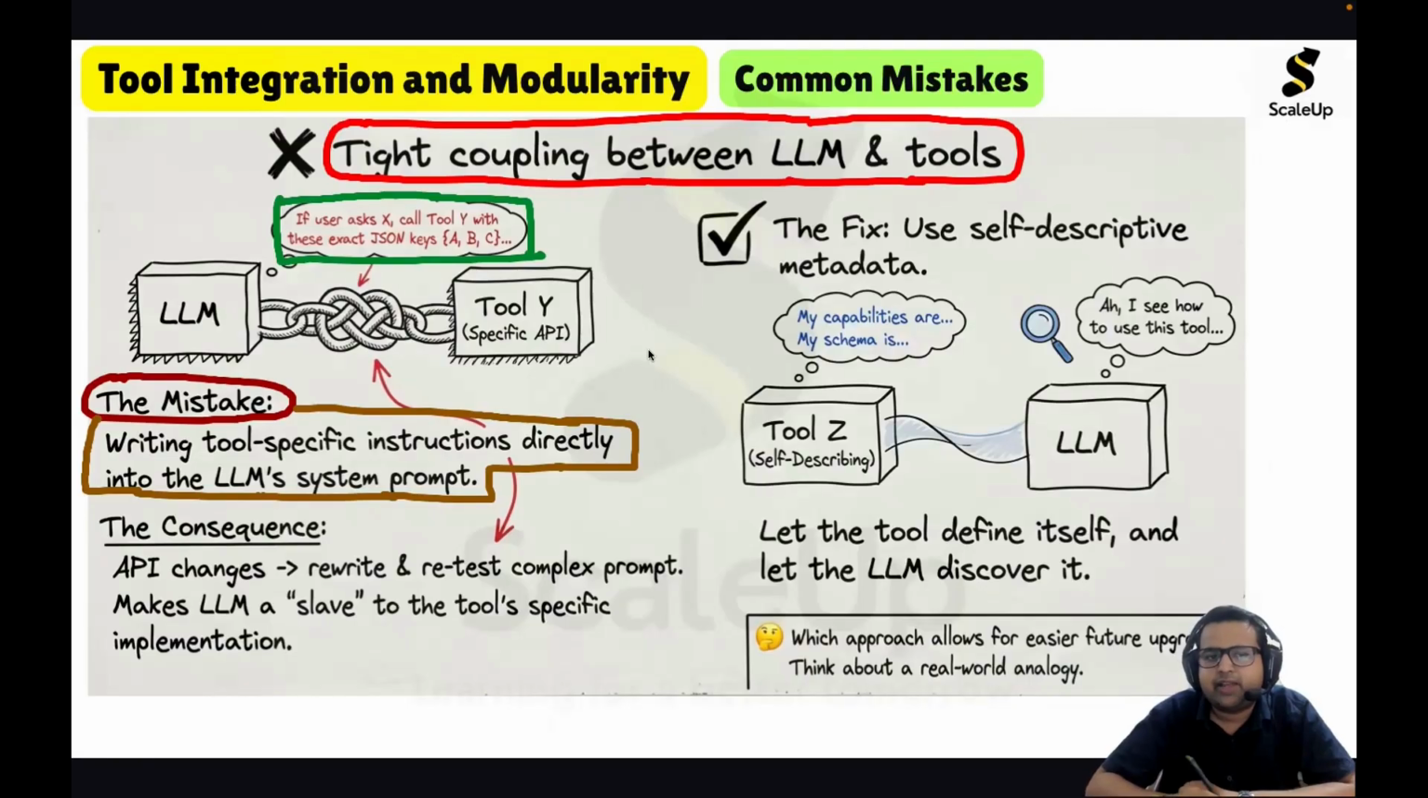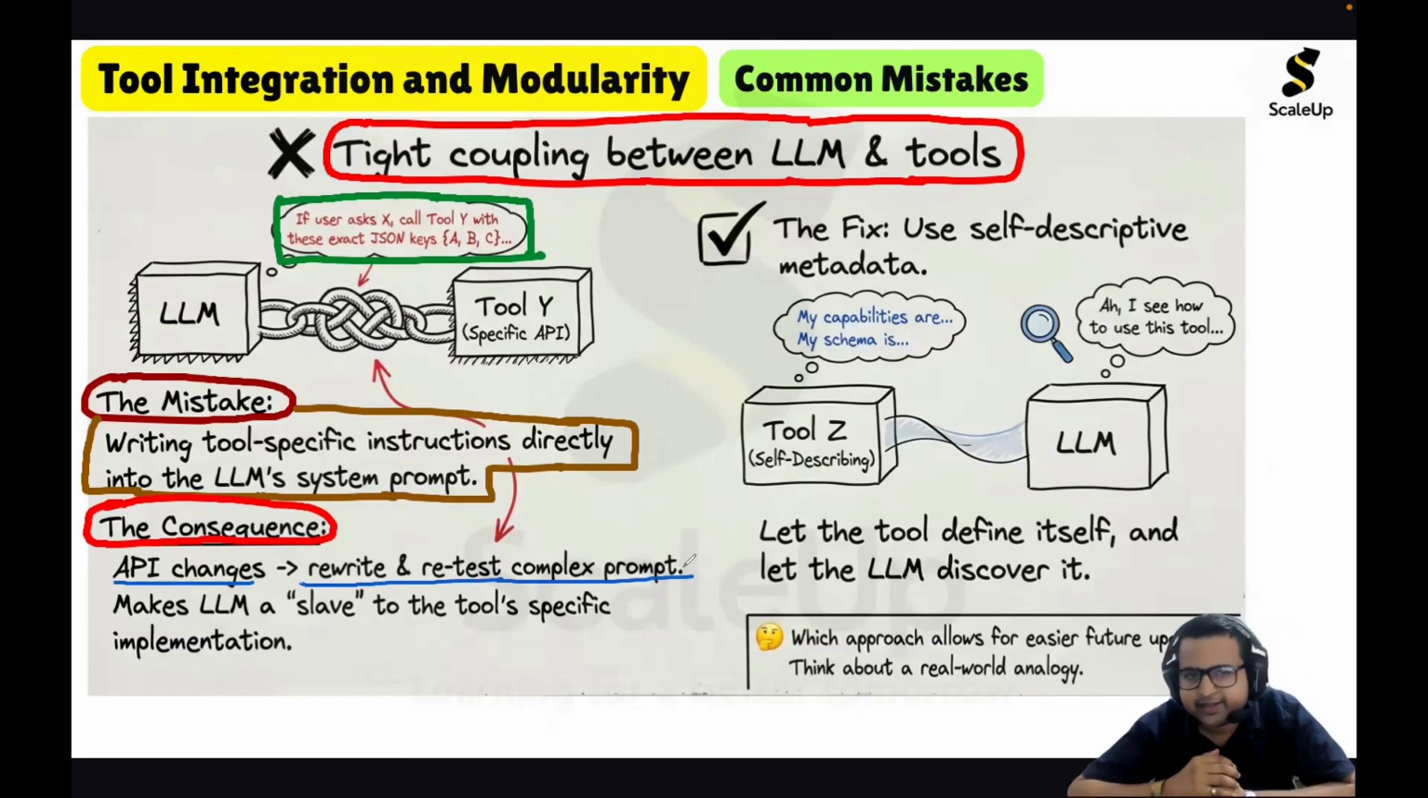Let us understand why it is wrong, why we should not do that. See, the idea is that whenever we are calling external tools, they can be third party as well. So these tools keep on upgrading, and their version also gets changed. API changes might also be there. So if the tool's API changes, we have to rewrite and retest the complex prompt.